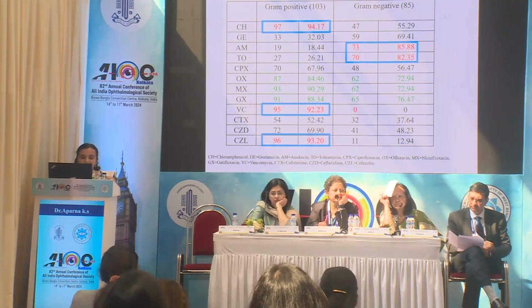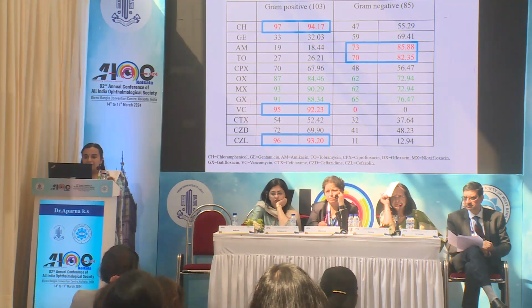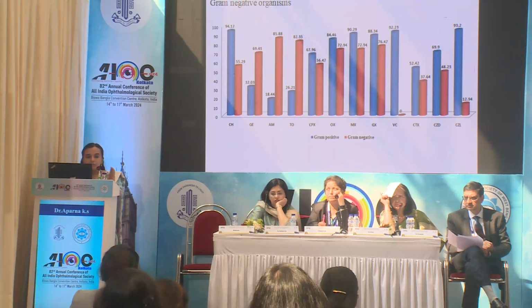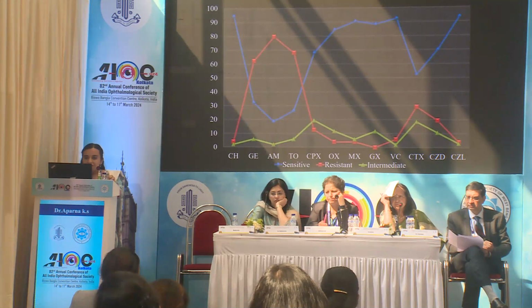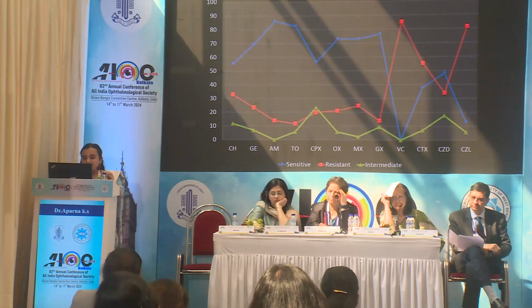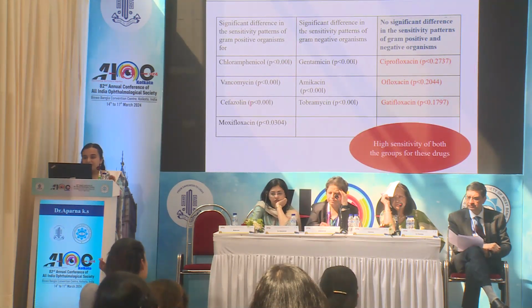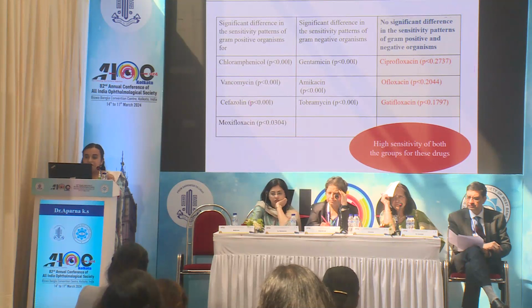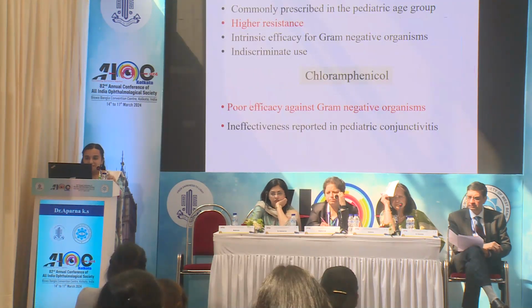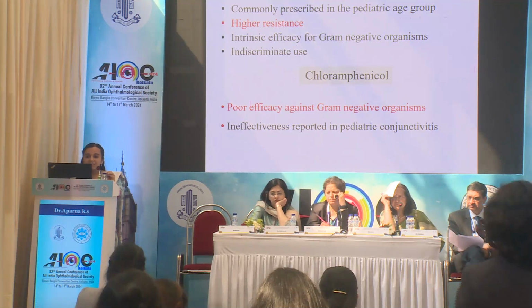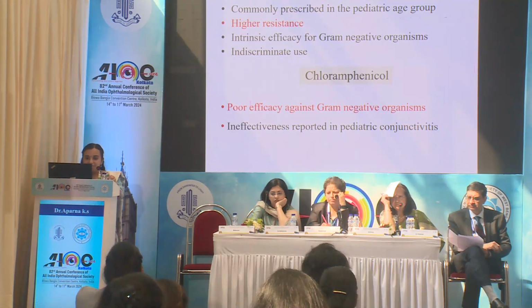Coming to the sensitivity pattern, for gram-positive organisms, it was highest for chloramphenicol followed by vancomycin, and for gram-negative organisms for aminoglycosides. But both groups of organisms showed comparable and reasonably higher sensitivity for fluoroquinolones. And coming to the resistance pattern, for gram-positive organisms, it was highest for aminoglycosides including tobramycin, and for gram-negative organisms, it was highest for cephalosporins. Mann-Whitney U test showed there is no significant difference in the sensitivity pattern of both groups of organisms for ciprofloxacin, ofloxacin and gatifloxacin.